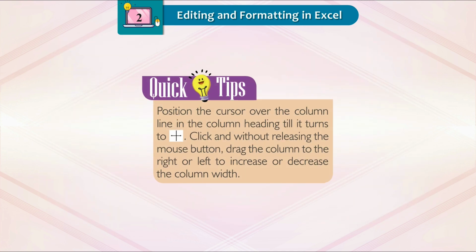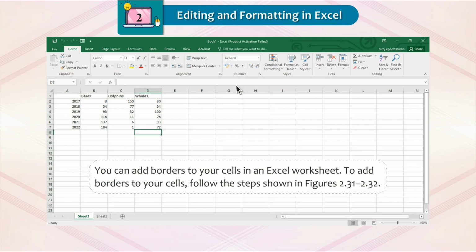Quick tips. Position the cursor over the column line in the column heading till it turns to a double arrow. Click and without releasing the mouse button, drag the column to the right or left to increase or decrease the column width. Borders. You can add borders to your cells in an Excel worksheet.